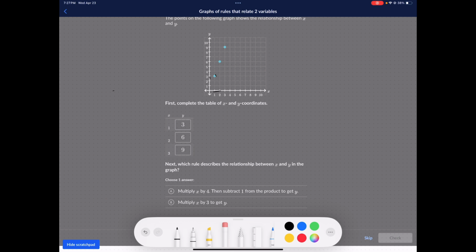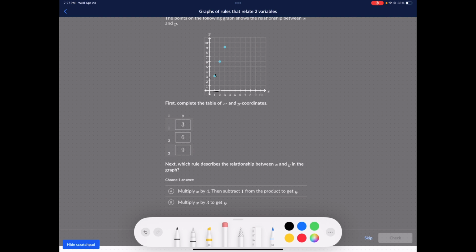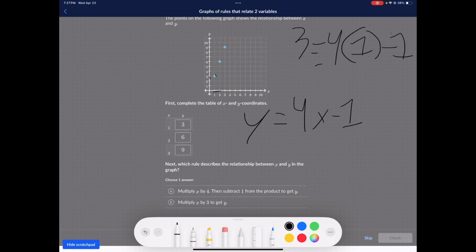So, multiply x by 4 and then subtract 1. So we have 3 is equal to 4 times 1, minus 1, and then 4 minus 1. Is this correct? It would be 3 equals 3. So this one is right. So let's check the next one.